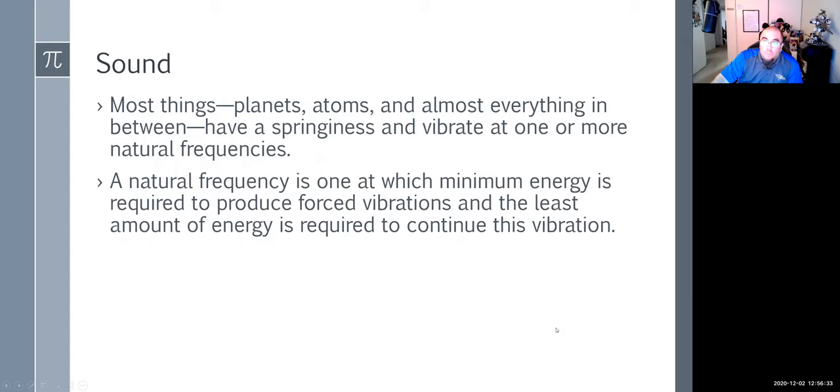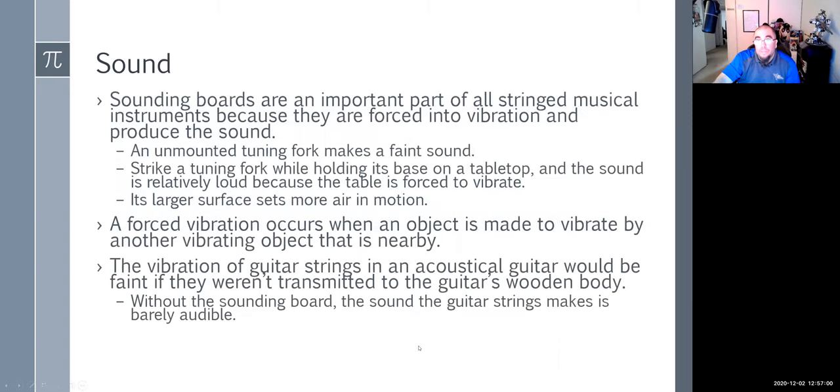Natural frequency is one at which minimum energy is required to produce vibrations and the least amount of energy is required to continue this vibration. You may have seen somebody do this with a crystal glass, right, Mary, where they moisten their finger and run it around the rim of the glass, and eventually the glass starts singing. What you're doing is imparting energy through friction going around the rim, and it's reaching the point where that glass has reached its natural vibration and starts to vibrate.